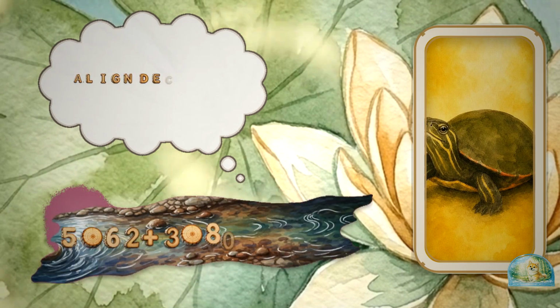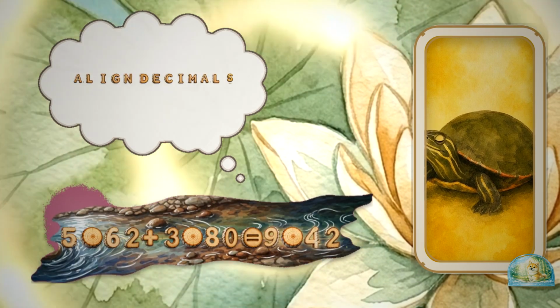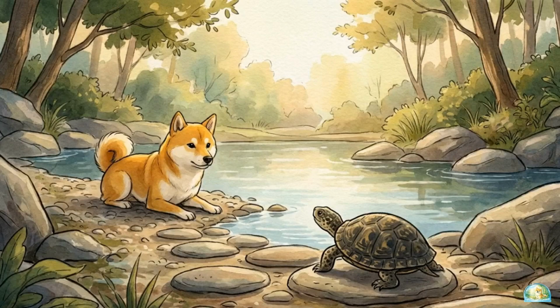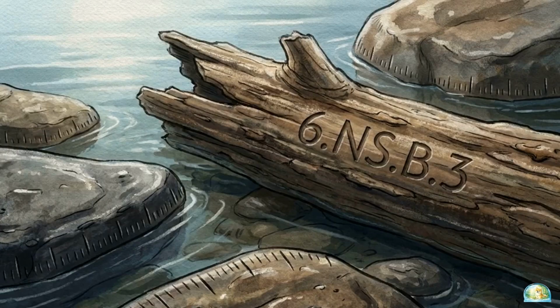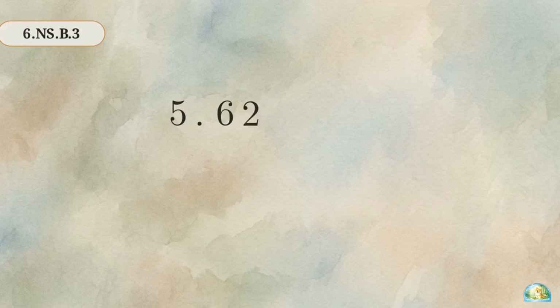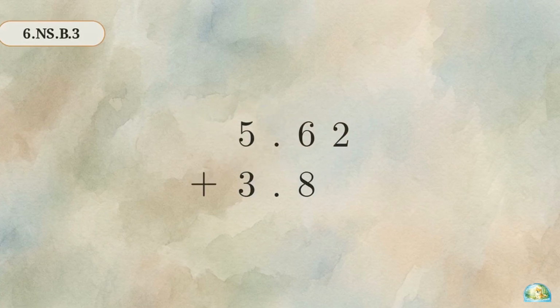Line up the decimal points by place value. Watch the scene first. The math is built into the world, so the quantities can be seen before they are named. Here on Numberline Shore, exact physical measurements are marked along the stones and water, labeled with standard 6.NS.B.3. To calculate exactly how far the turtle travels, we add 5.62 to 3.8, combining identical place values.